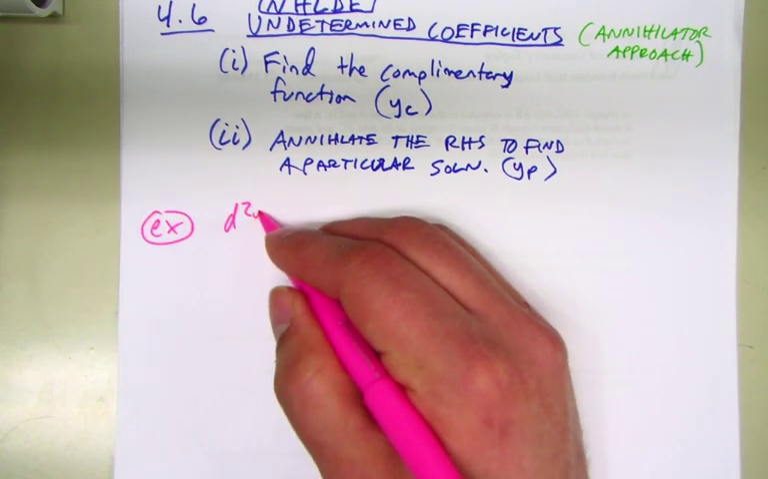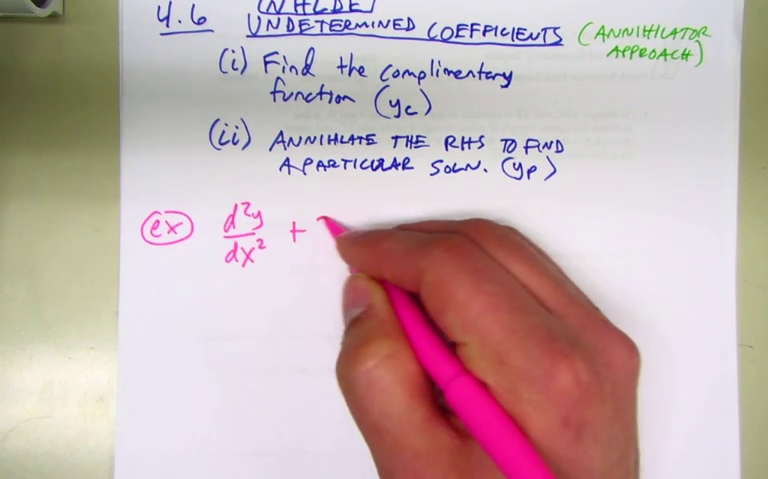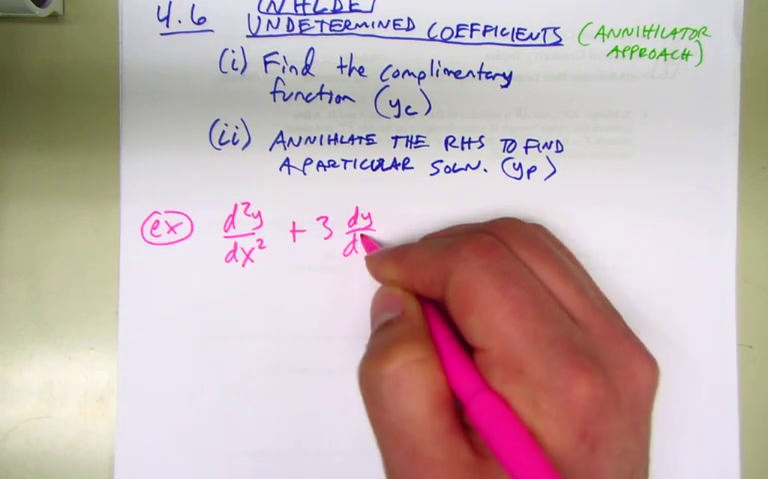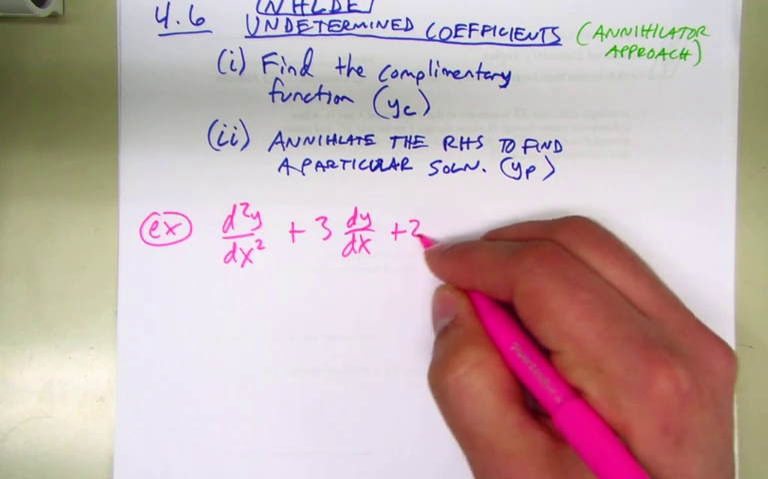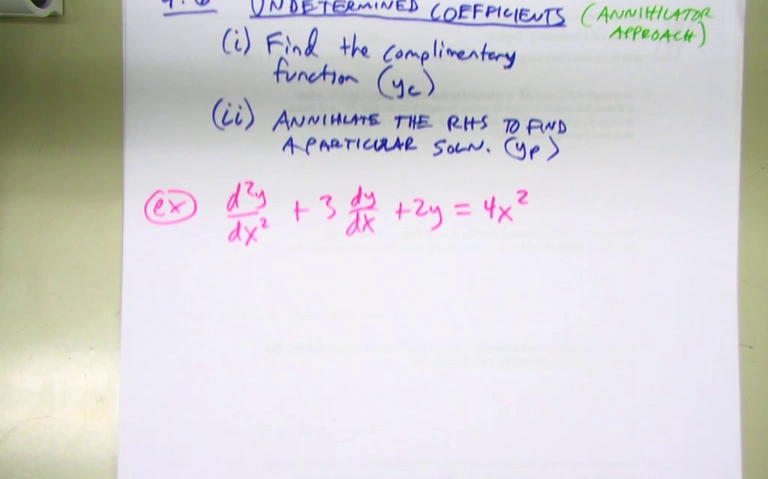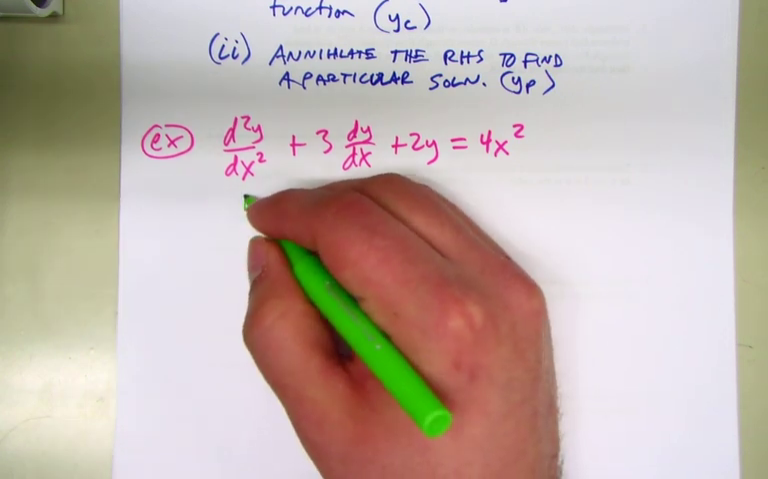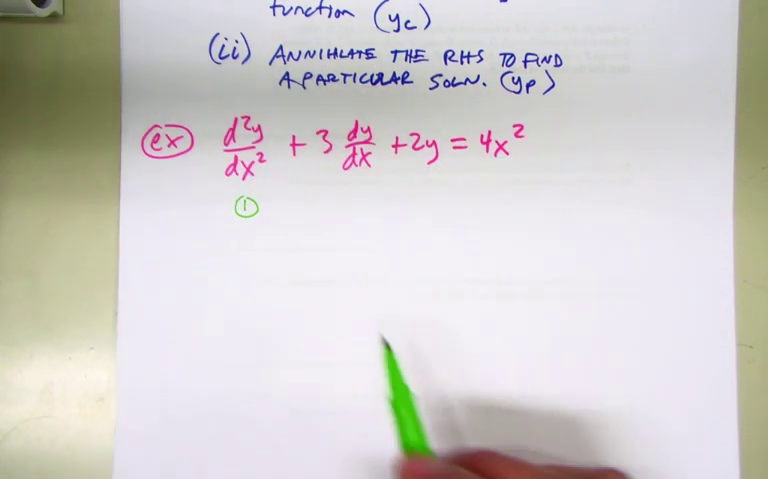Let's say we have d squared y over dx squared plus 3 times dy dx plus 2y, and let's say that equals 4x squared. Okay, so first we're going to go ahead and solve and find the complementary solution.